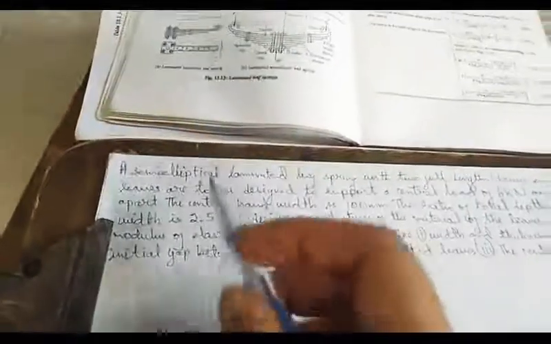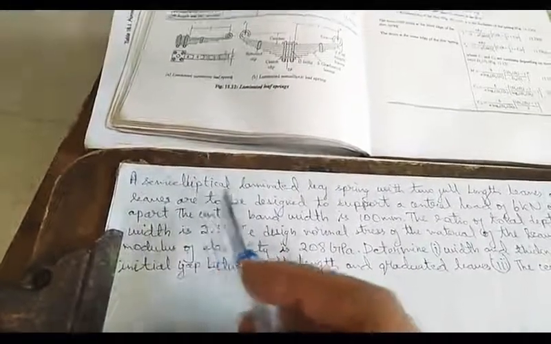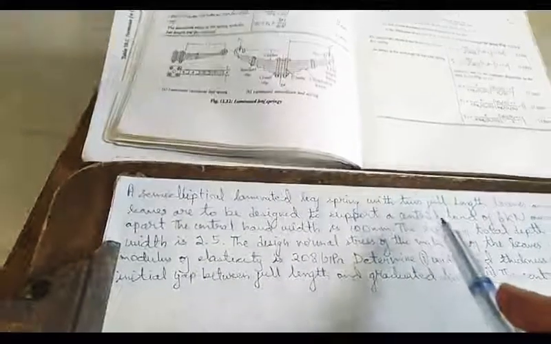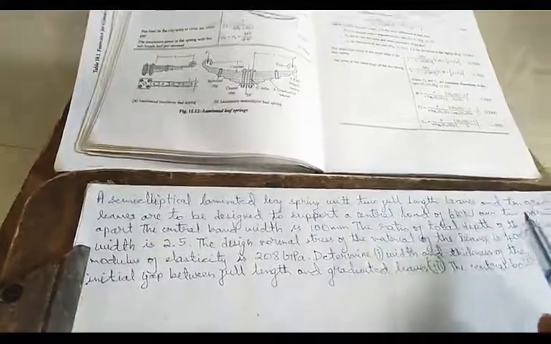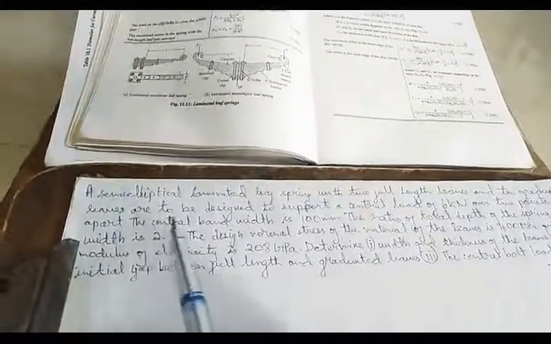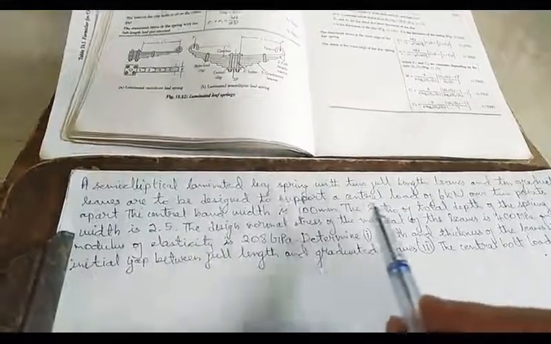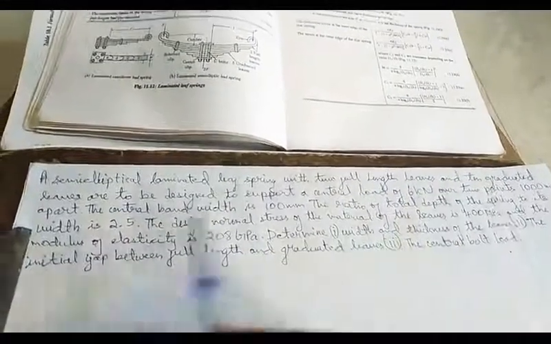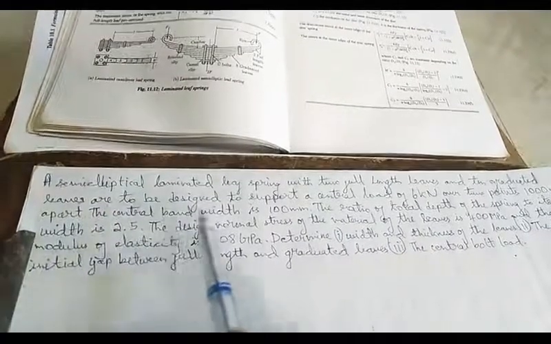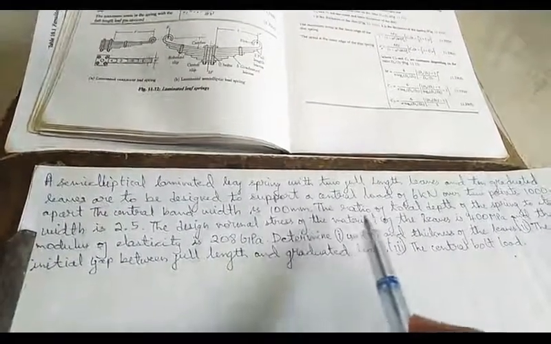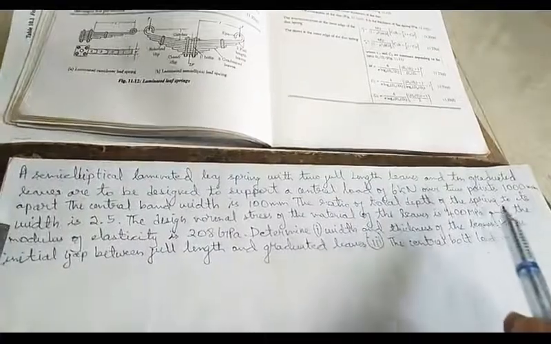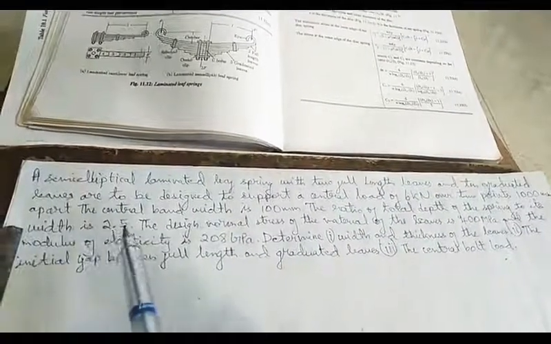We shall see the next problem on leaf springs. A semi-elliptical laminated leaf spring with two full-length leaves and 10 graduated leaves is to be designed to support a central load of 6 kN on 2 points 1000 mm apart. The central bandwidth is 100 mm.